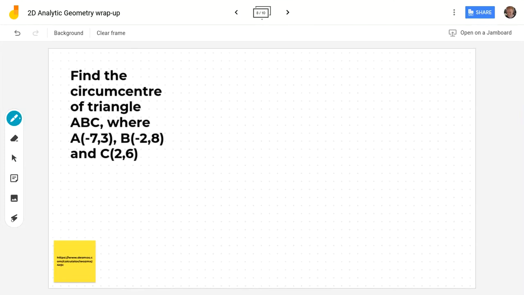Okay, here's a third example of dealing with analytic geometry of triangles. It says find the circumcenter of triangle ABC, and you're given coordinates for each point. This is a good one to draw a little sketch, so you can kind of see what you're working with here.